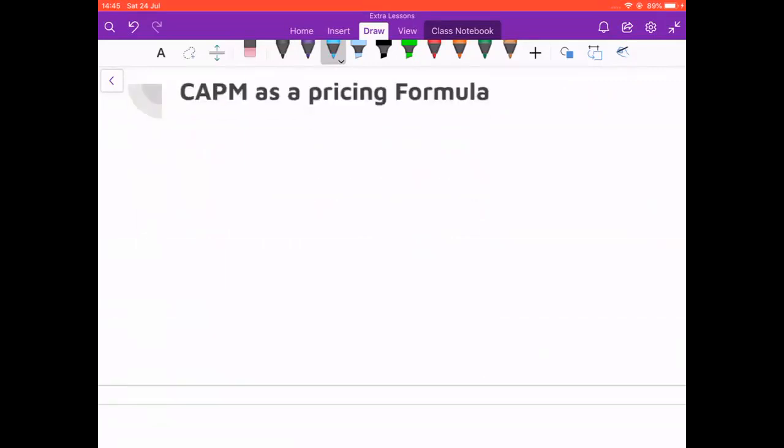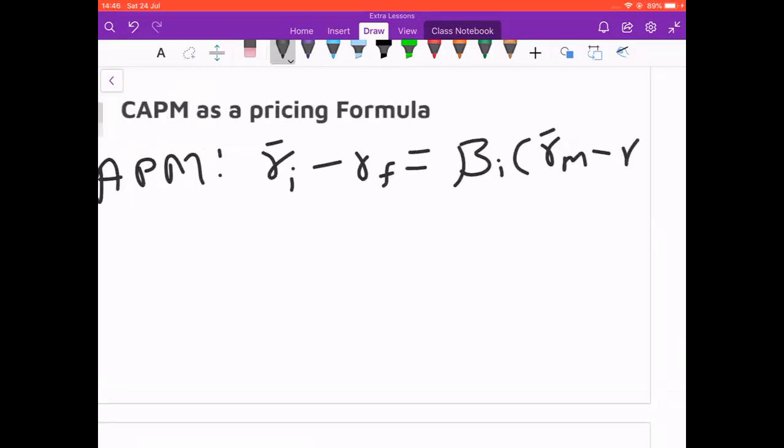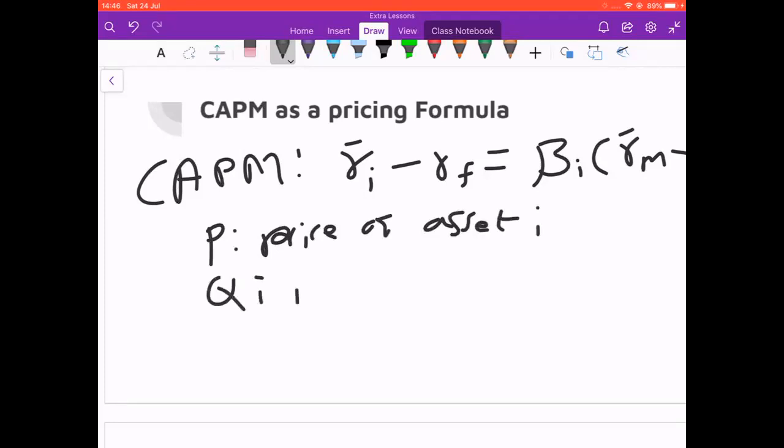So CAPM can be used as a pricing formula, right? Remember that CAPM is the return of the asset minus the risk-free rate equals beta I times the return of the market minus the risk-free rate. If you want to find the price of your asset, not necessarily the return, then you have to do the following. Let's say that P is the price of asset I, and Q is the payoff, and this payoff is a random variable.